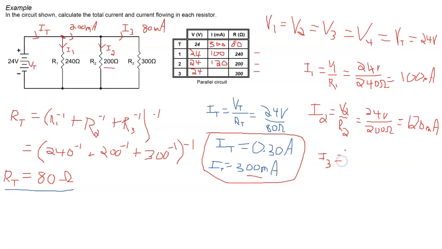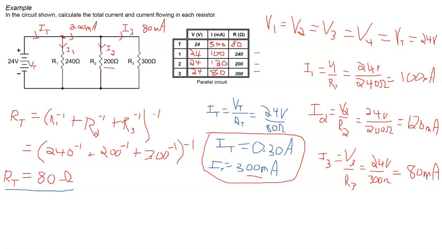Or, of course, by Ohm's law, I3 is equal to V3 divided by R3, and the 24 volts then divided by 300 ohms. And so remember now, the biggest resistor is R3 here at 300 ohms, and it should get the smallest current, right? And if you do that calculation now, 0.080 amps or 80 milliamps. And so in my chart, 80, I'll check the math to make sure that that works out.